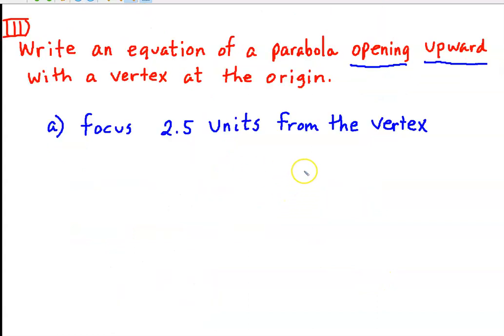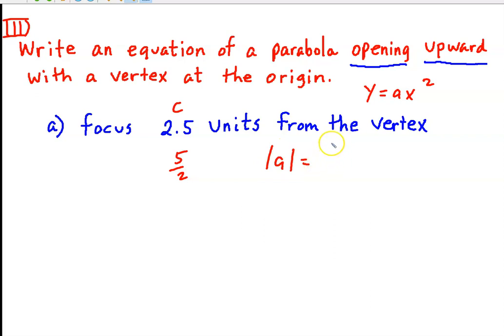Okay, so now we're in a couple of problems. You're going to write an equation of a parabola that opens up, and vertex is at the origin. So we can go ahead and jot this down. This is the parabola that opens up from the origin. And C is 2.5 or 5/2 units from the vertex. So they told us what C is, and now I just have to find out what A is.